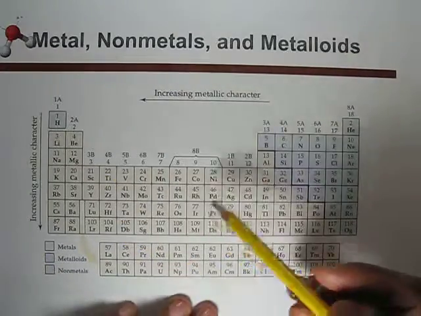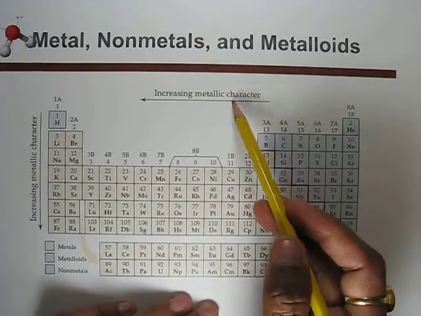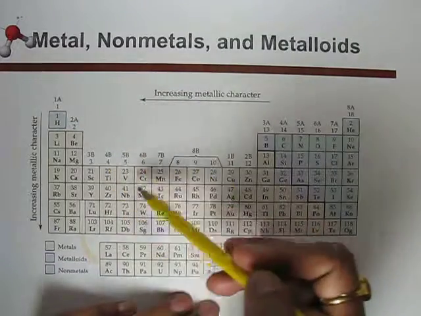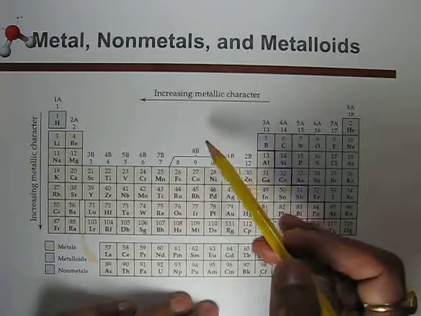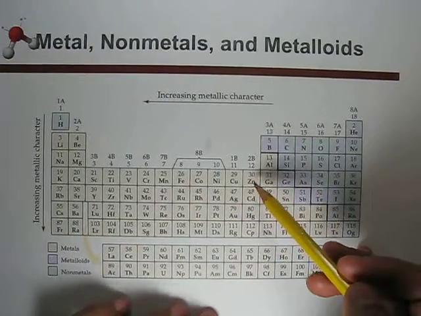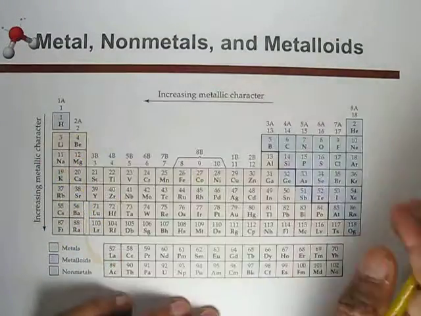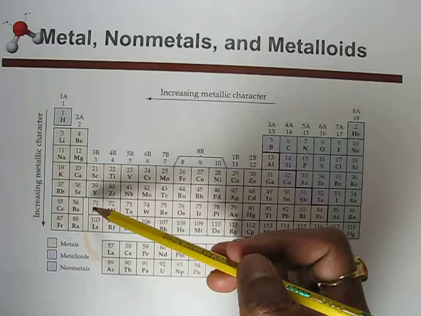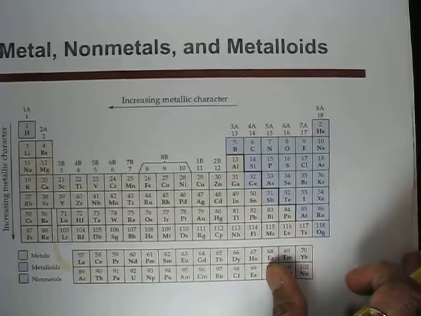So basically this is a periodic table, and you can see this arrow shows increasing metallic character. If we go from right to left, the elements have more metallic properties, and if you go from left to right, elements will have less metallic properties. And if you go from top to bottom in the group, the metallic properties of the elements will increase. Let's see some more.